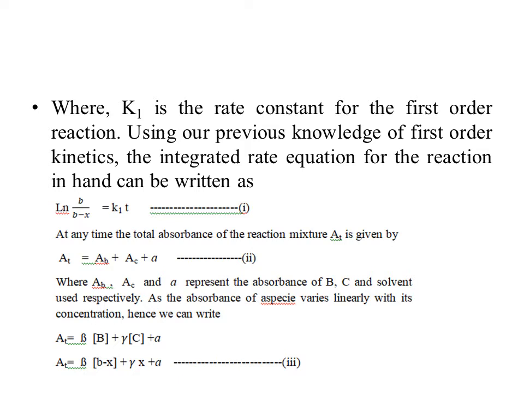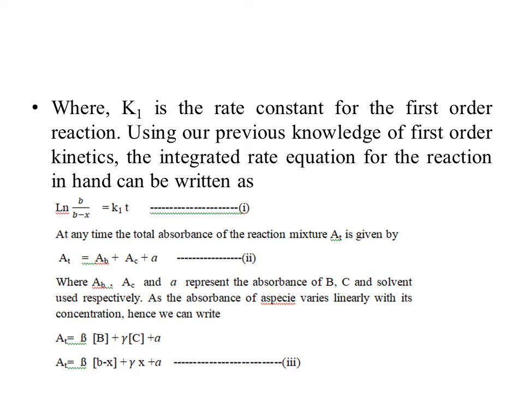That is, the total absorbance of the reaction mixture AT at any time is given by AT is equal to AB plus AC plus alpha, where AB, AC and alpha represent the absorbance of B, C and the solvent used respectively.